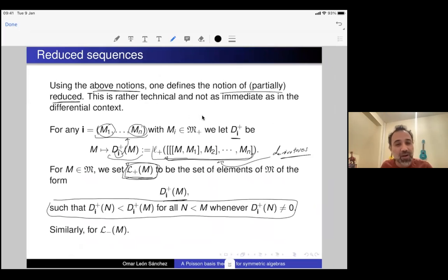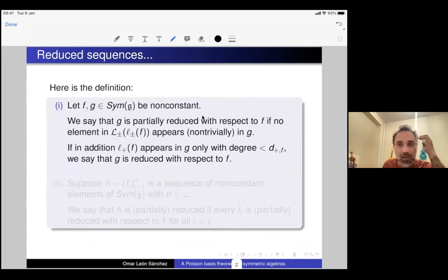It's precisely this. Again, this is like in the differential case, when you rank your formal derivatives in an orderly way or any other way. Now the definition of reduced is just what you would expect. If I take two elements, then G is partially reduced with respect to F if no element here, remember, these are like formal derivatives of F, a bit more subtle, but you should think of this as formal derivatives of the leader of F, appears in G.